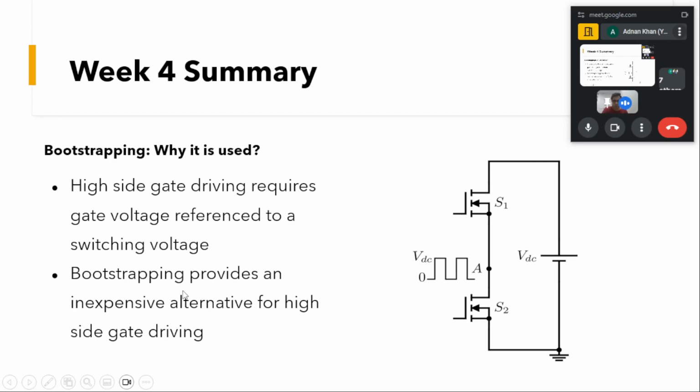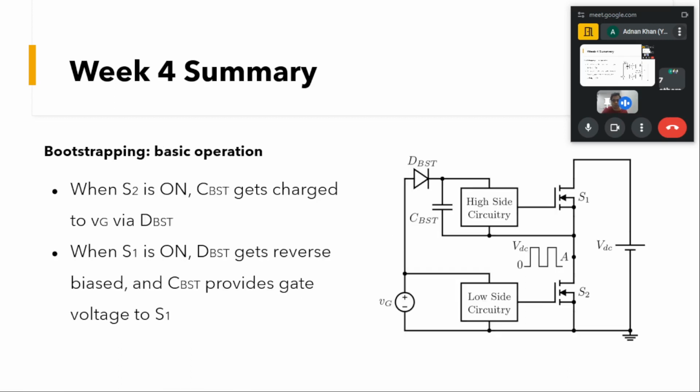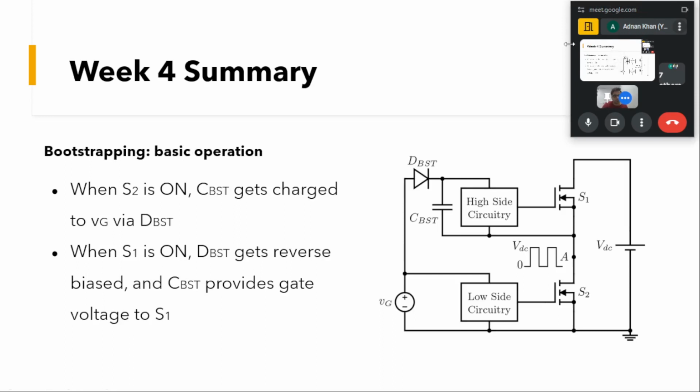So this bootstrapping provides an alternative for high side gate driving, as we had seen, and this is an inexpensive way. Rather, if we had used the isolated DC-DC converters, that is an expensive way of doing this. So how this bootstrap works, we'll now see. So this is the bootstrap circuitry.